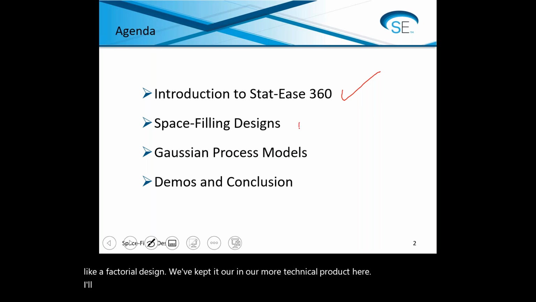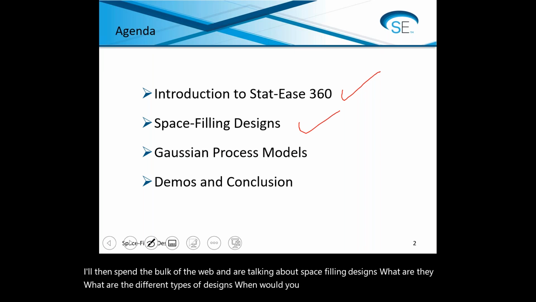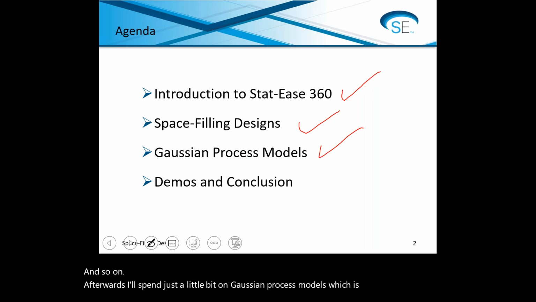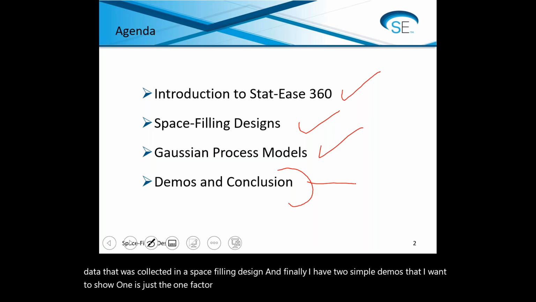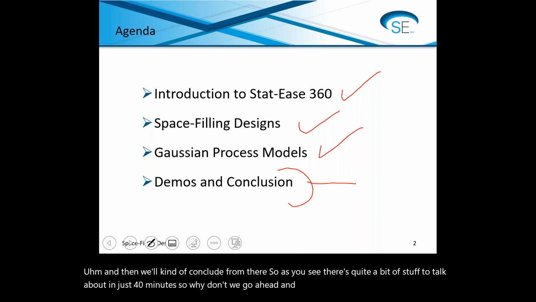I'll then spend the bulk of the webinar talking about space filling designs. What are they? What are the different types of designs? When would you use one? And so on. Afterwards, I'll spend just a little bit on Gaussian process models, which is one way that we can fit data that was collected in a space filling design. And finally, I'll have two simple demos that I want to show. One is just a one-factor tutorial. Another one is a more involved experiment. And then we'll conclude from there. As you see, there's quite a bit of stuff to talk about in just 40 minutes. So why don't we go ahead and get right into it.